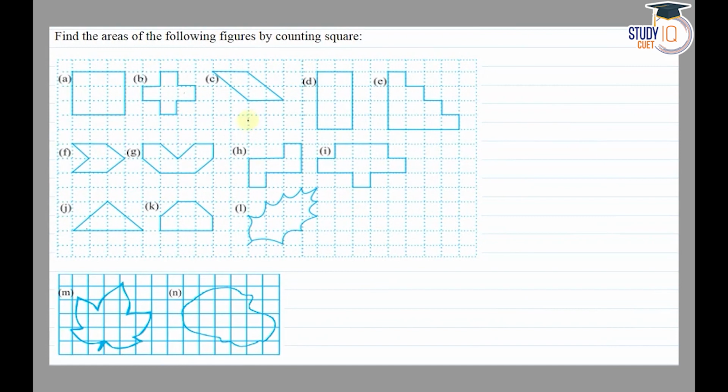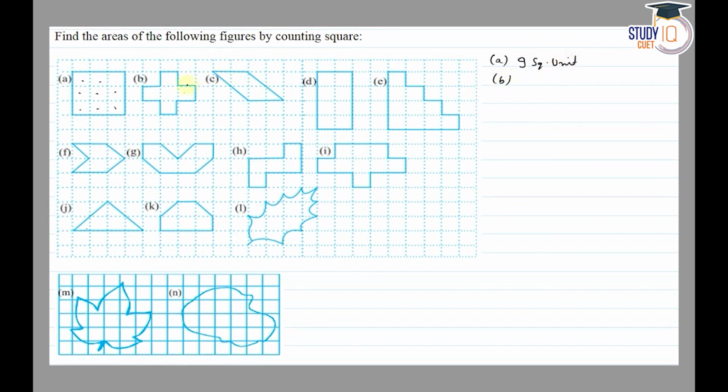Hello everyone, this question appears in class 6 NCERT chapter of mensuration. This is first question of its exercise 10.2. So the question says that find the areas of the following figures by counting squares. तो हमें एरिया फाइंड आउट करना है बाय काउंटिंग स्क्वायर. So the part A is, हम यहाँ पे स्क्वायर्स काउंट करेंगे 1 2 3 4 5 6 7 8 9. So area will be 9 square unit.